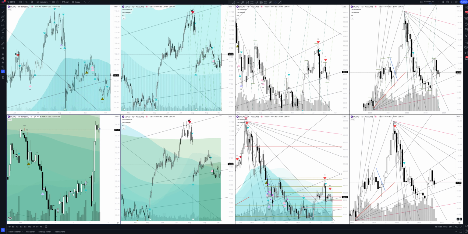Today we will take a look at Datadog Inc. stock. Let's analyze the market situation and find out how you can make money on it. Let's start.